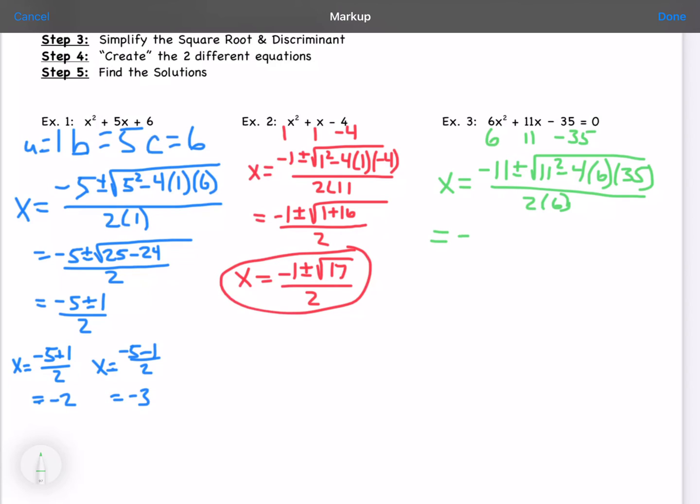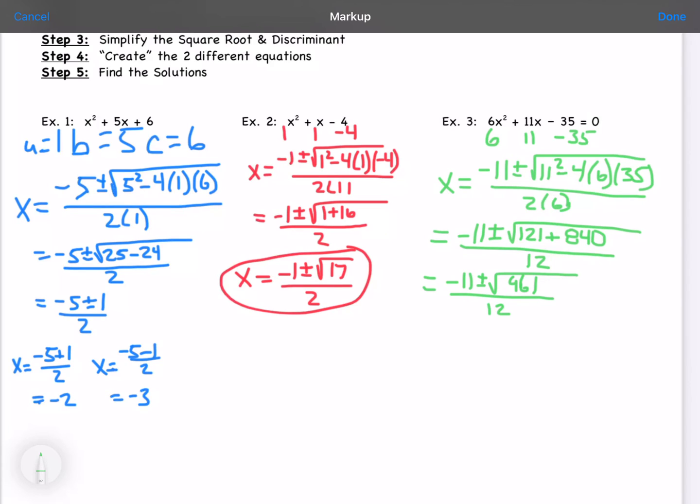All right, so negative 11 plus or minus 11 squared is 121. And then we have 4 times 6 times 35. So I'll probably do 35 times 4, that's 140. 140 times 6 is 600 plus 240 is 840. And then it's all divided by 12. So I get negative 11 plus or minus the square root of 961 divided by 12.